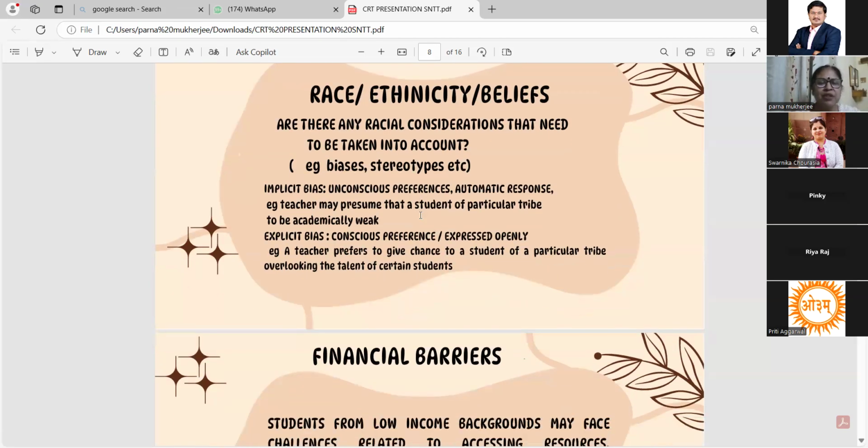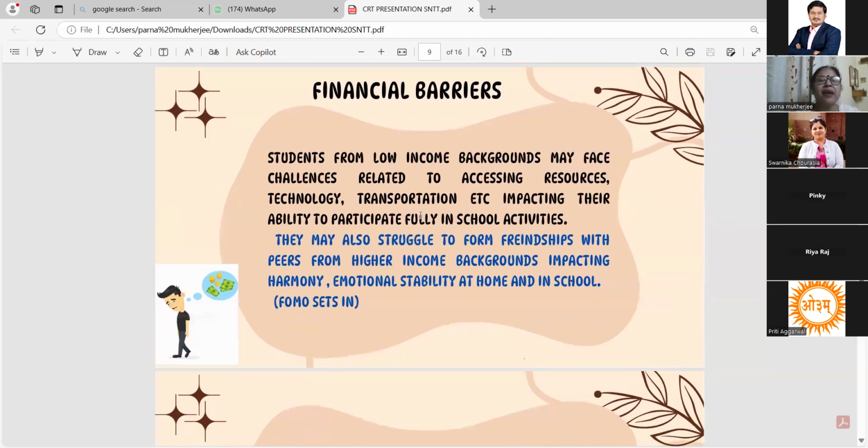Now let's come to the financial barriers. When we have a diverse group of students, we don't realize what goes on in the mind of the children who are coming from a slightly weaker background. For example, I have written down that students from low income group backgrounds may face challenges related to accessing resources, technology, transportation, etc., impacting their ability to participate fully in school activities.